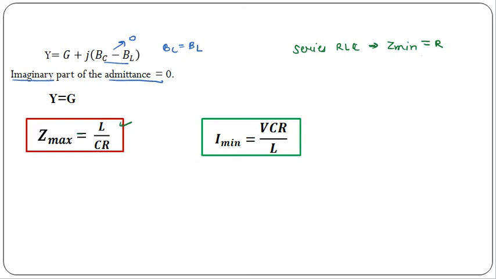that is why it is known as anti resonance, because the conditions of series and parallel are just opposite. Okay, so maximum impedance is given by L by CR. Okay, so you have to remember this formula.